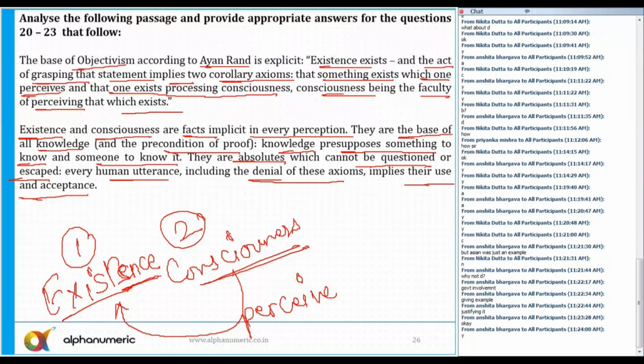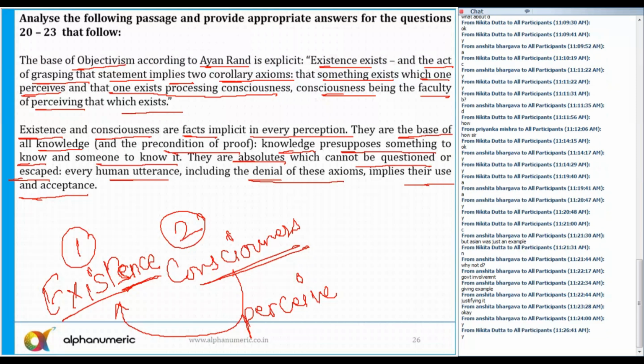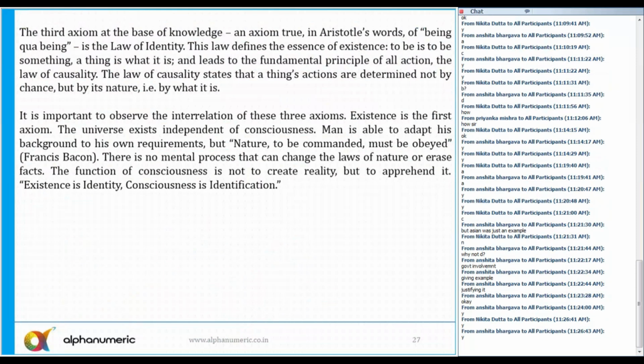Now, did you understand this? Now he's telling you there is a third axiom at the base of knowledge. That is the law of identity. According to Aristotle, in Aristotle's words, this is called being qua being. Being qua being means to be is to be something. To be is to be something means, इसका मतलब philosophically होता है that to exist means to exist. You are existing, that means there is existence. That is being qua being. This is law of identity.